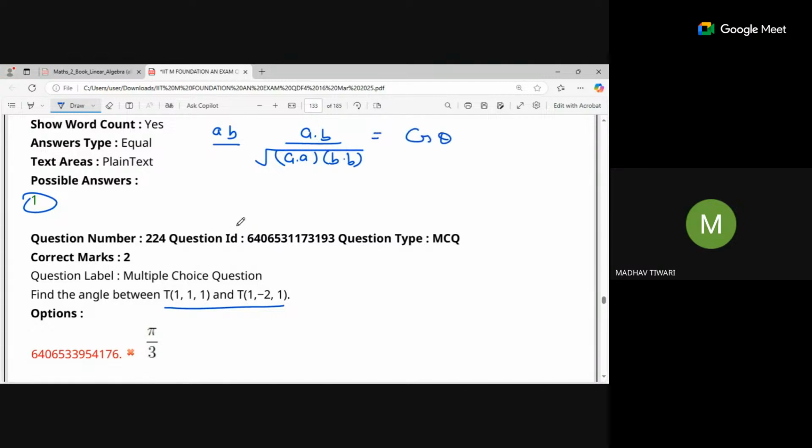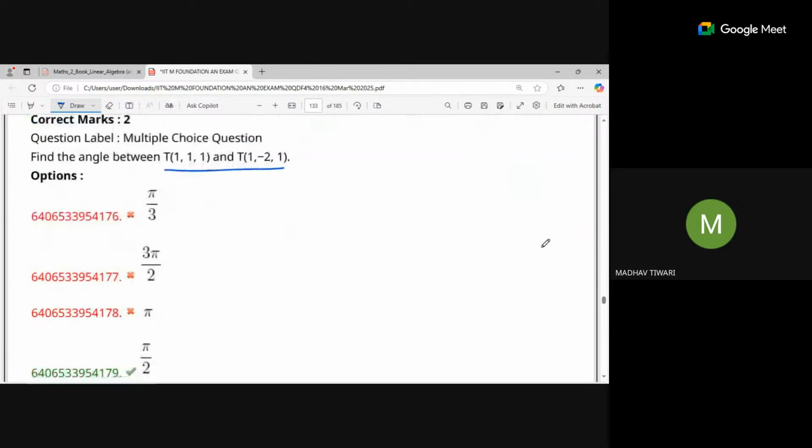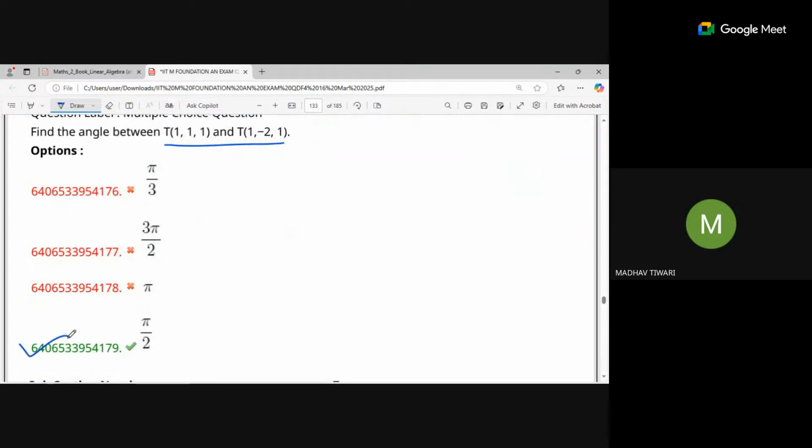So A dot B here will be 1 times 1, 1 minus 2 plus 1, divided by square root of 1 plus 4 plus 1, which is 6. So it will be equal to 0. We are getting 0 in the numerator. So cos theta is 0 at 90 degrees, or pi by 2 radian. Whichever is there, pi by 2 is there, so it is correct.